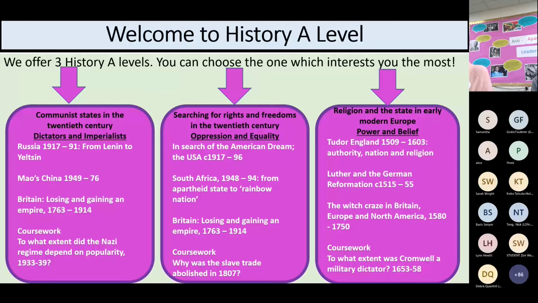Our third A-level is our early modern A-level, and we call that Power and Belief. That is a long study of the Tudors. So those of you who enjoyed Elizabethan England will probably enjoy this one. You get to study Henry VIII and his children in depth, religious change in England, and alongside that you look at Lutheran Germany and the German Reformation and the change from Catholicism to Protestantism. And in the second year, you do the witch craze, the persecution of women as perceived witches. And the coursework there is Oliver Cromwell.